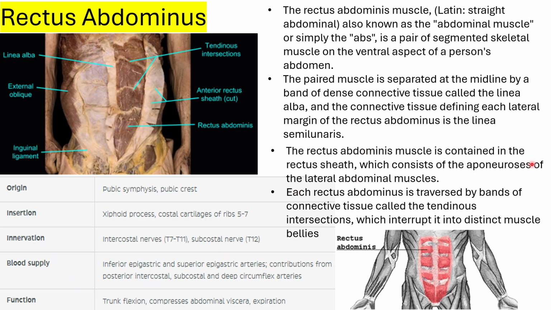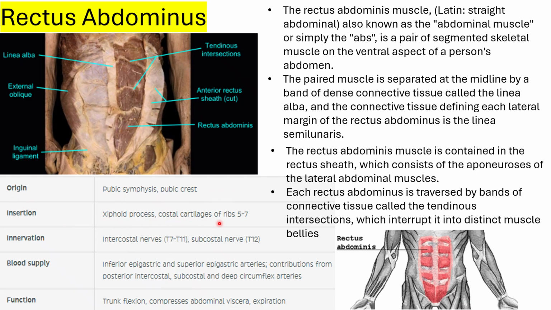The rectus abdominis muscle is contained in the rectus sheath, which consists of aponeurosis of the lateral abdominal muscles. Each rectus abdominis is transected by bands of connective tissue called tendinous intersections. These lines that you see are the tendinous intersections, which divide it into distinct muscle bellies. So as you can see here, there's a muscle belly, muscle belly, muscle belly, muscle belly. As you can see, there are striations.